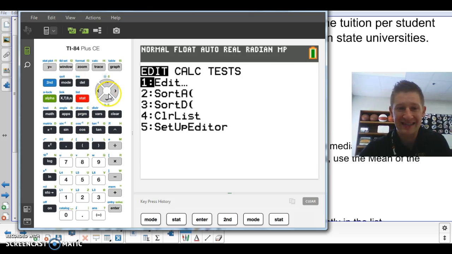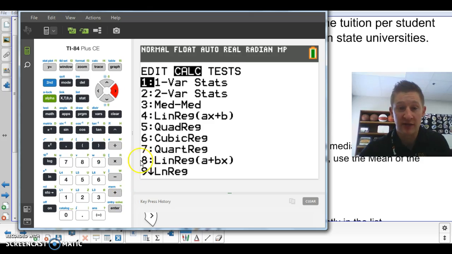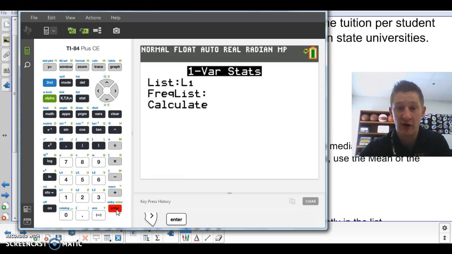I will go to stat, and now calc is where I'm going to calculate things. The things we're interested in are going to be the one variable statistics. That's what we're working with right now. So hit enter to choose one variable statistics. And list, okay, L1 is where I put my pieces of data. That's good. Keep it as L1 unless you put it somewhere else. Frequency list, don't need it. Calculate, hit enter.